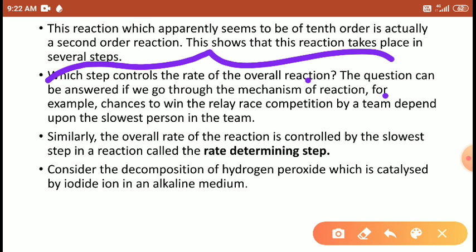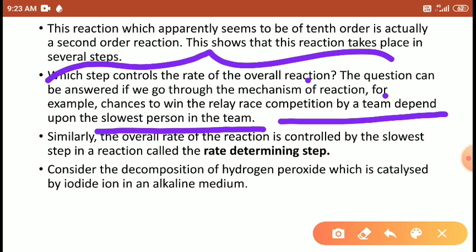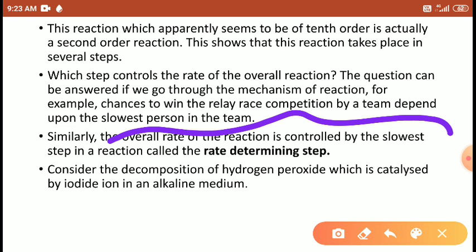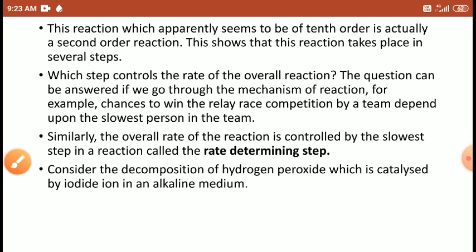For example, the chance of a team winning a relay competition depends upon the slowest person on the team. Here all the examples are given. The slowest reaction is the rate determining step. So the overall rate of reaction is controlled by the slowest step. So the slowest step is the rate determining step.